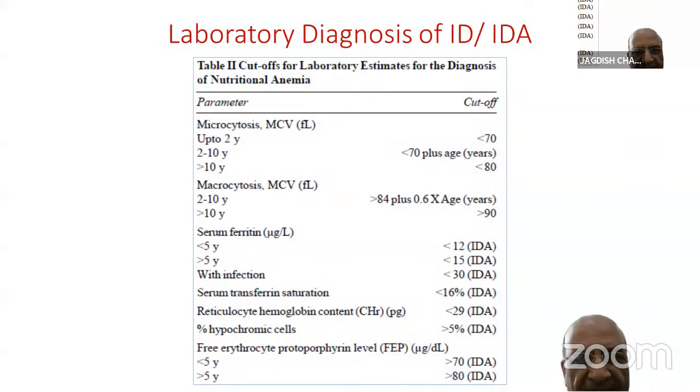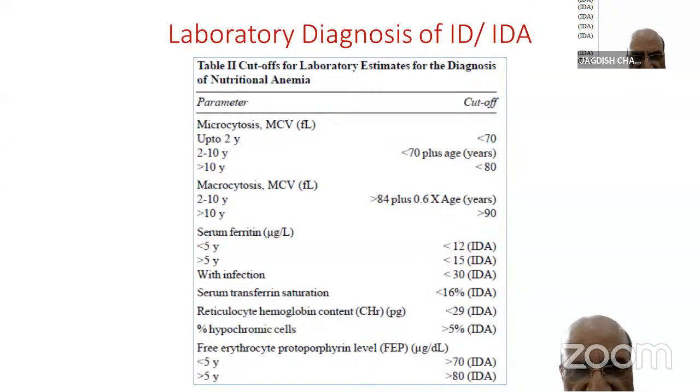Now, these are the cutoffs for defining microcytosis, macrocytosis, and the cutoffs for defining iron deficiency with serum ferritin. You can see that for microcytosis under 2 years of age, the cutoff is less than 70 femtoliters. In 2 to 10 years, you can use a formula that is 70 plus age in years. It should be less than that. And more than 10 years, the cutoff of 80, which is the usual cutoff for adults. Similarly, for macrocytosis, though this is here, maybe next week Dr. Pooja would discuss this in detail.